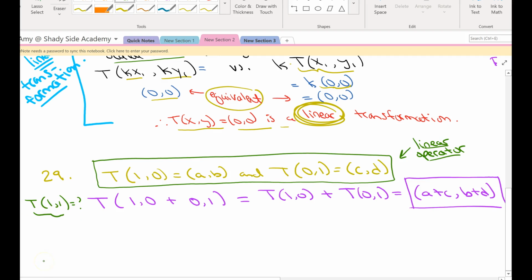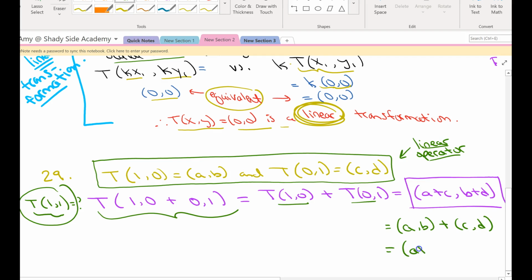All right. Well, I just did this. The transformation applied to 1, 1. How can I get that? Well, I know that the addition property has to be preserved. So the addition property, the transformation applied to 1, 0 plus 0, 1, has to equal the transformation applied to 1, 0 plus the transformation applied to 0, 1. Okay? And I know these two transformations, the results or the images, if I wanted to add a step, will be A, B plus C, D, which at the end of the day equals A plus C, comma, B plus D.